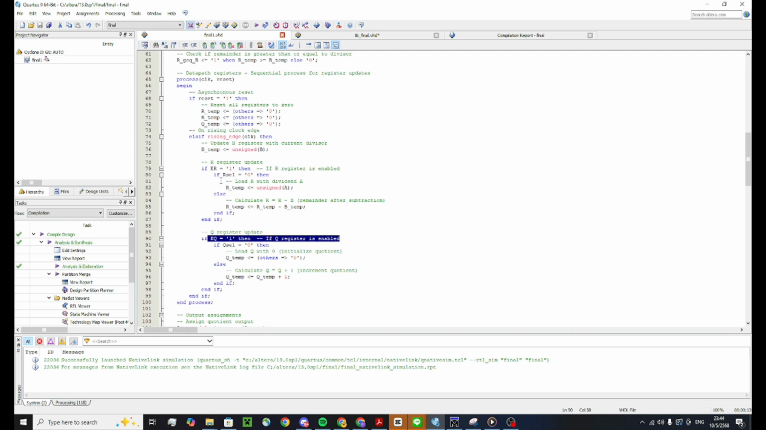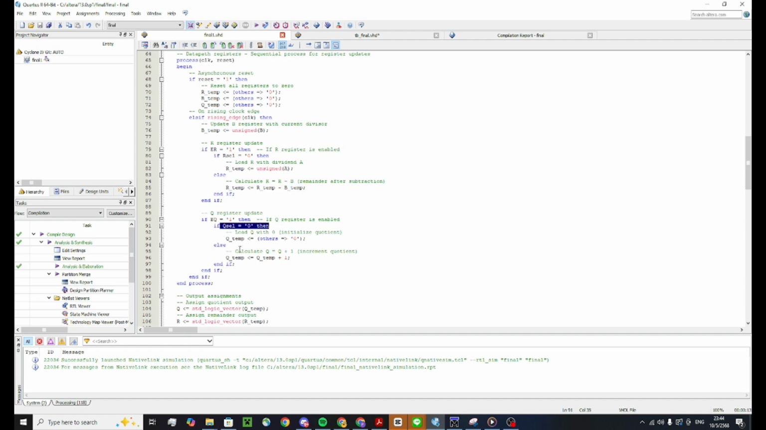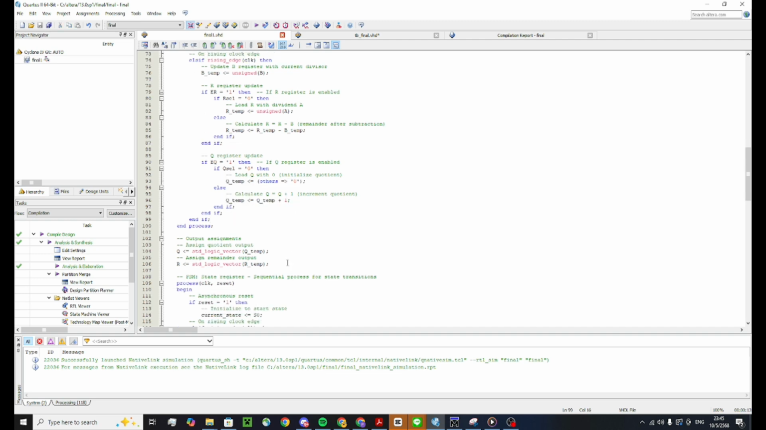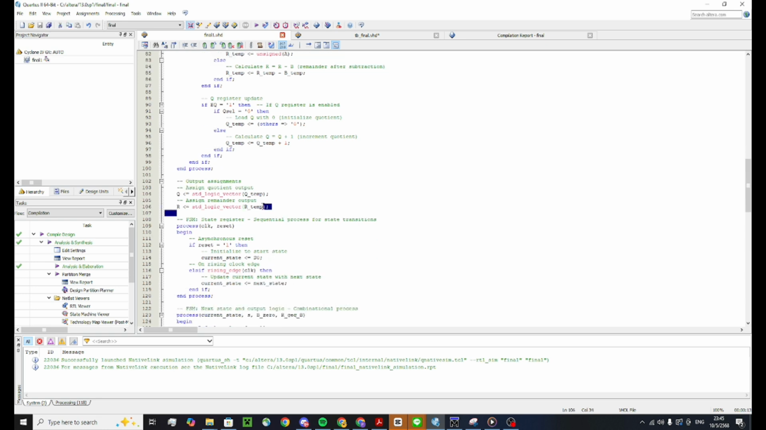Also, RSEL decides whether R is loaded from A or from R minus B, and QSEL decides whether Q is loaded with 0 or increased by 1. And here this is the code for the FSM process. For the output assignment, the final values of Q and R are always updated as output signals here.